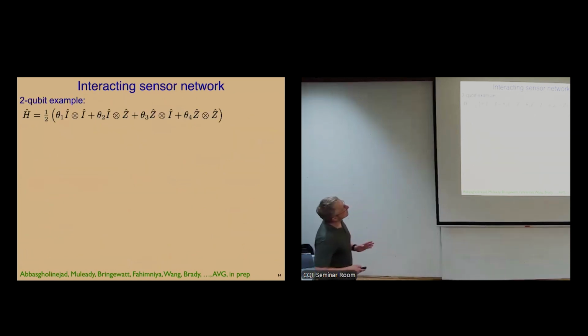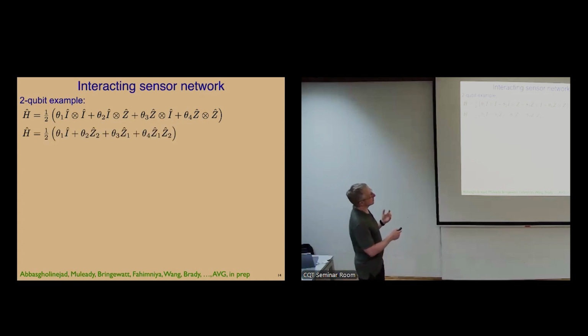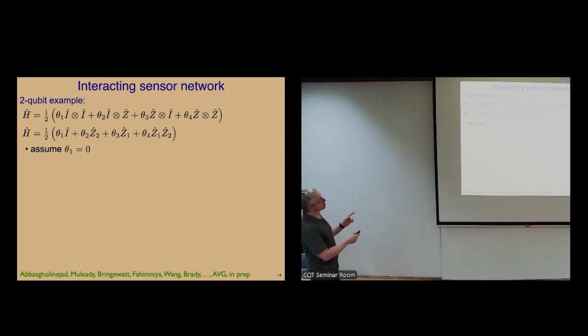Okay, so let's do a 2-qubit example. Suppose this is my Hamiltonian: identity times identity, identity Z, ZI, and ZZ, 4 parameters. I can also write it like this: identity, Z2, Z1, and Z1 Z2. And I'm going to assume that theta 1 is 0 because I will not be able to measure it.